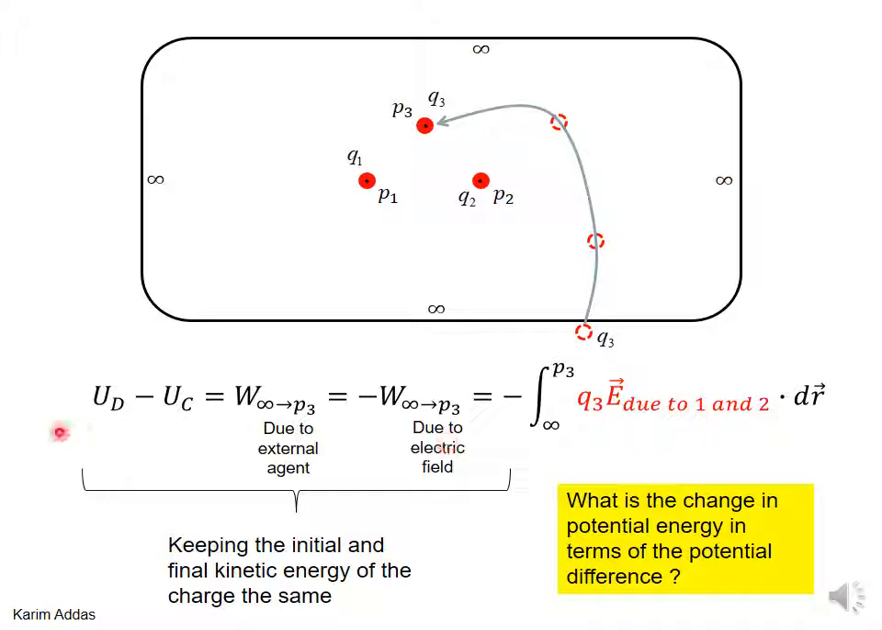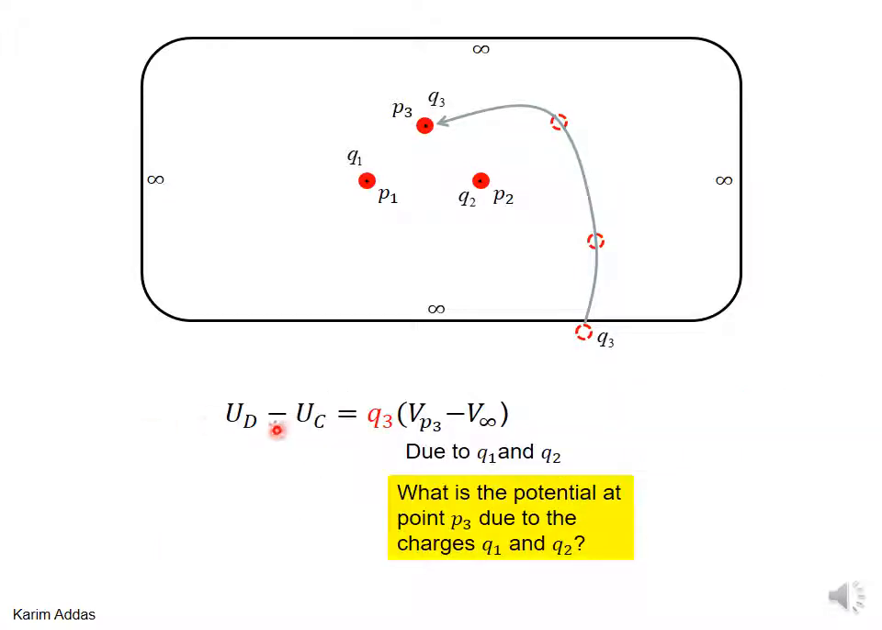So we can use then the equation relating the energy difference in terms of potential difference. The potential difference is due to which charges? It's due to charges 1 and 2. And so we're getting the potential at point 3 minus the potential at infinity, which is 0 by convention, due to charges 1 and 2. Now what is the potential at a point in space due to two charges? We saw before how to get the potential at a point in space when you have many charges. You just add the potentials due to each.